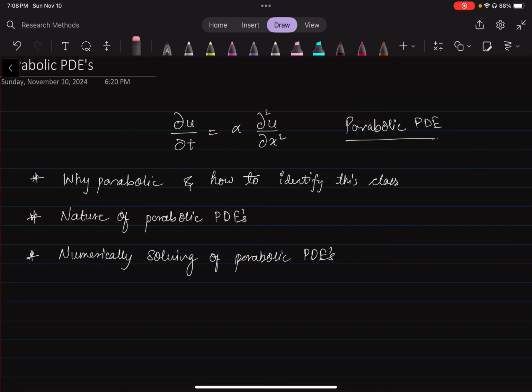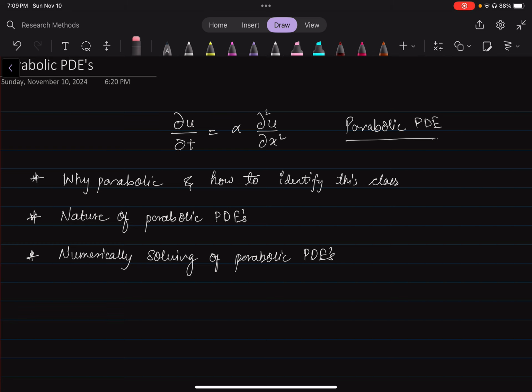Hi everyone. So today we'll be looking into parabolic PDEs, in which we'll first start with how to identify that a given PDE is a parabolic PDE. Then we'll look at why it is called parabolic, and how to identify this class. After identifying a PDE as parabolic, we'll see what the nature of these PDEs is, how the solution evolves over time and all those things. And then finally, we'll see some numerical methods which are used to solve these parabolic PDEs.